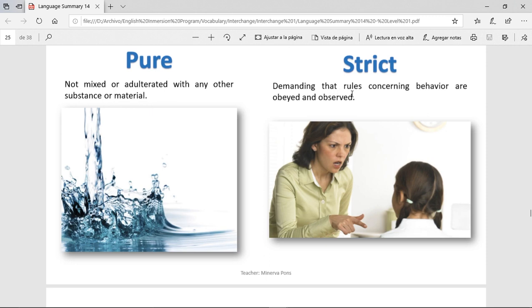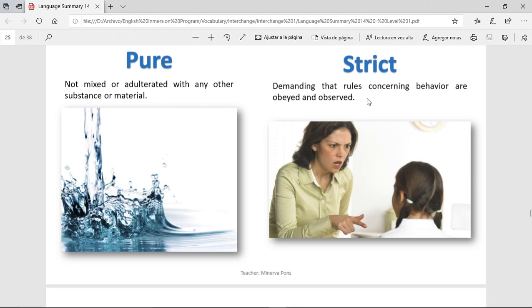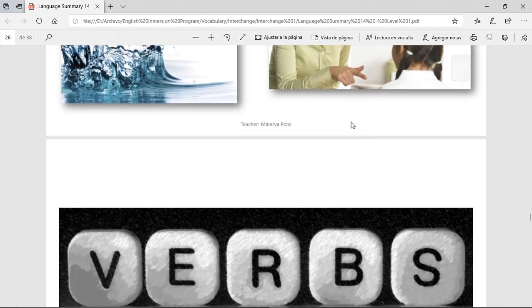Strict: demanding that rules concerning behavior are obeyed and observed. Someone strict is someone who needs every rule to be followed. You need to do this and you can only do this. Okay, that is strict. Some teachers are strict, for example, or sometimes our parents are strict.